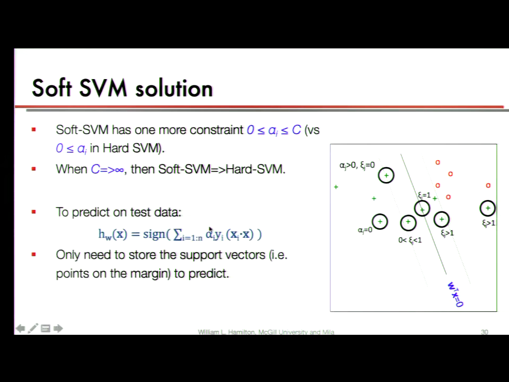And again, just like before, only training data points with alpha I greater than 0 are the ones that actually matter for the decision boundary.